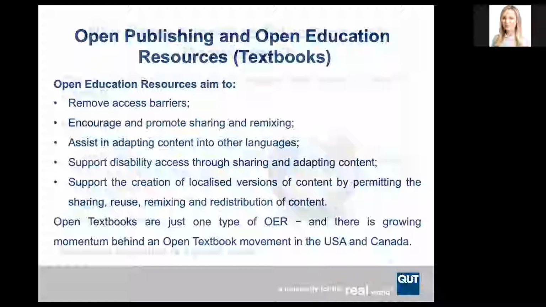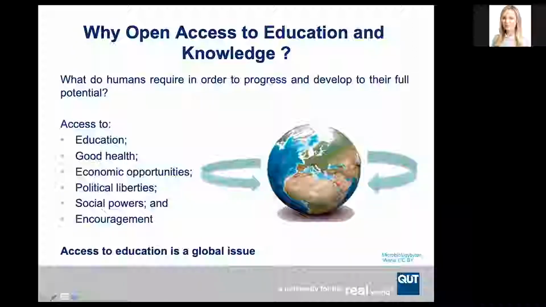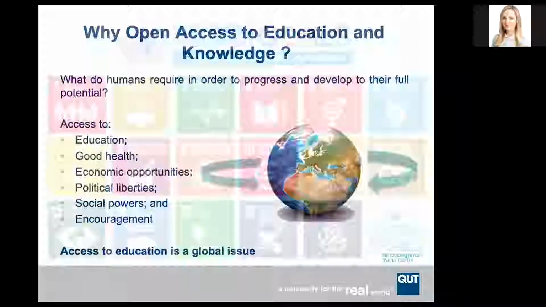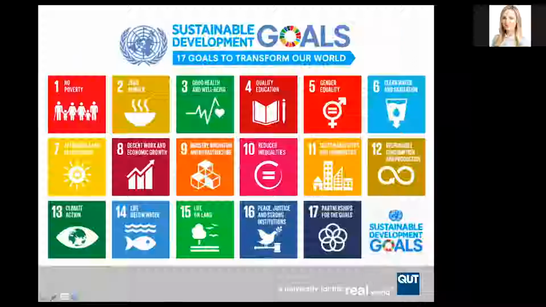Here we go, sorry. So as you can see in the access section, there are a number of fundamental requirements that humans need. So things like good health, political liberties, social powers, and encouragement. But today I'm just going to focus on the one that is most relevant to open education resources, which is access to education and knowledge. And we do know that this is a global issue. And we know this because there are currently some sustainable development goals which are created by the United Nations that tell us some of the fundamental issues of the world. And number 4 is quality education.